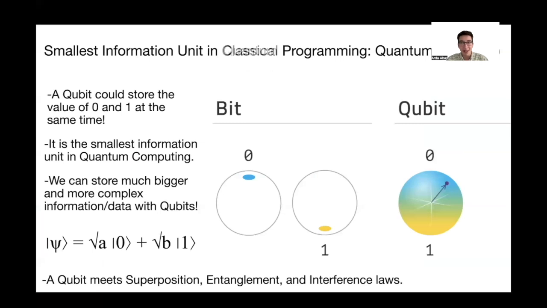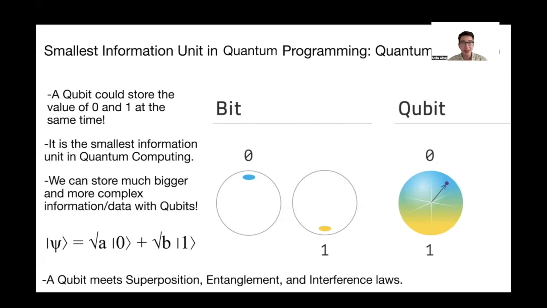Okay, so we saw bits, and you recently heard about the concept called the qubit, the quantum bit. But let's dive deeper into that. What is a quantum bit? It's the smallest information unit in quantum computing. A qubit can store the value of 0 and 1 at the same time. This is where quantum computing gets its power. We can store much bigger and much more complex information and data with qubits. That's why we're learning quantum computing, and that's why we think that quantum computing will be the technology of the future.